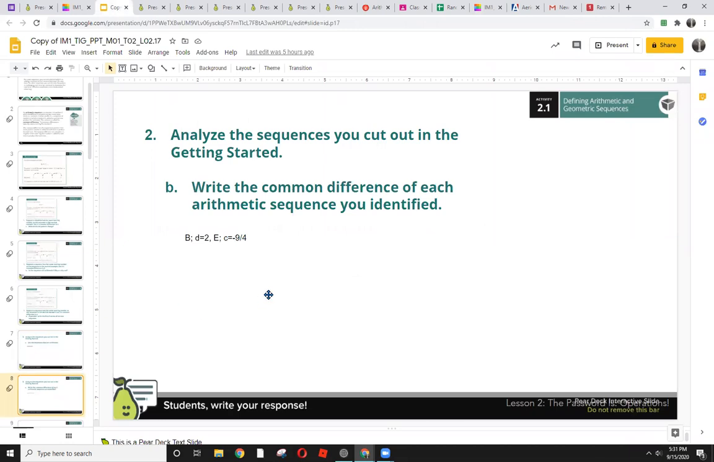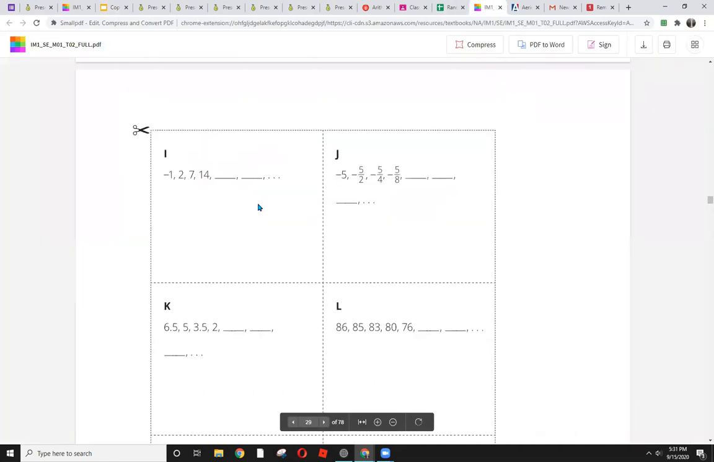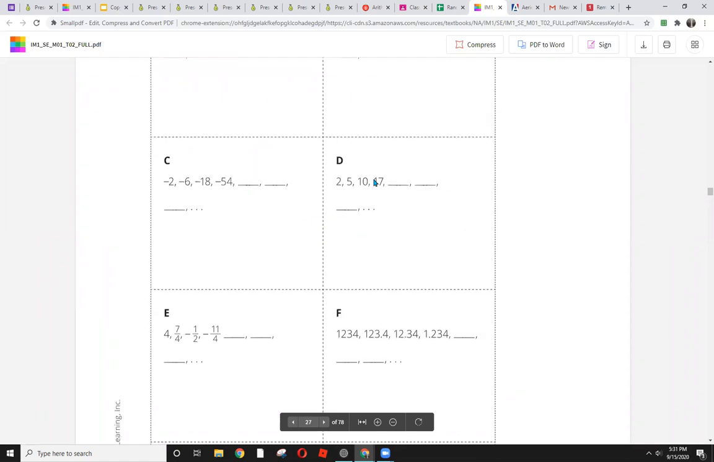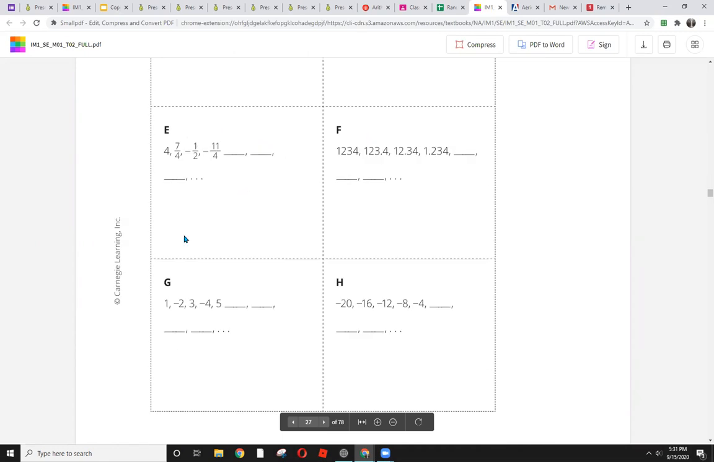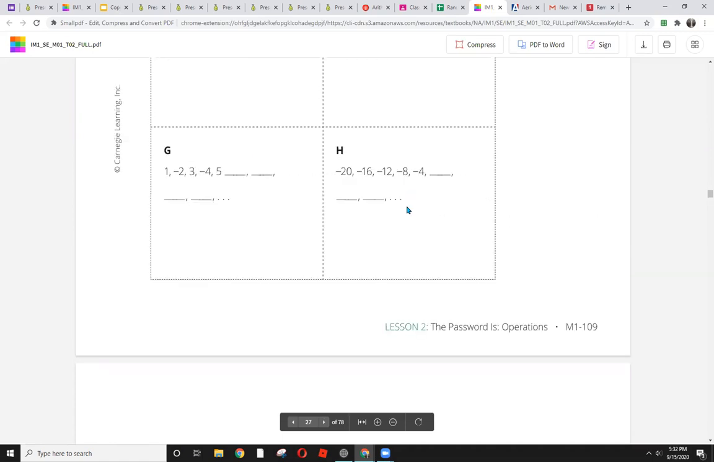Okay. For A, you're going to look at all the arithmetic sequences and then tell me what the common difference is. So like I was starting right here, B is D equal to 2. That means we're adding 2 every time. E, we're adding -9/4. That's C. So B, we're adding 2. E, we're adding -9/4. The next one was H. We're adding 4. So H would be D equals 4 for your common difference.